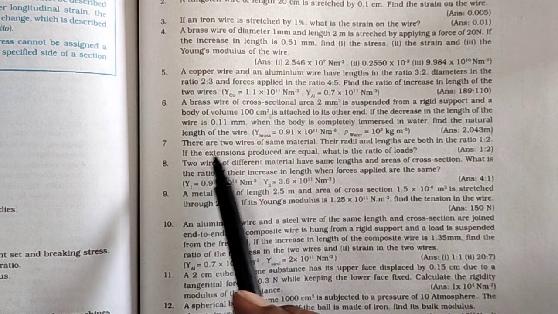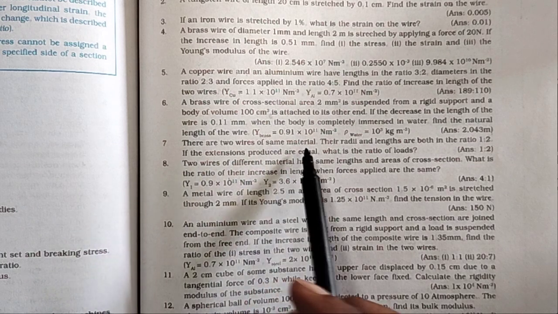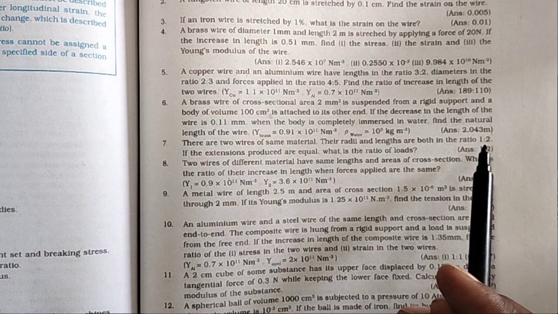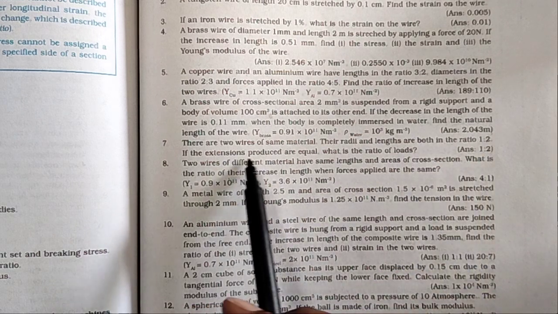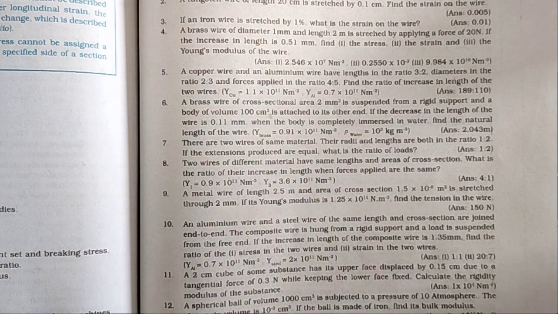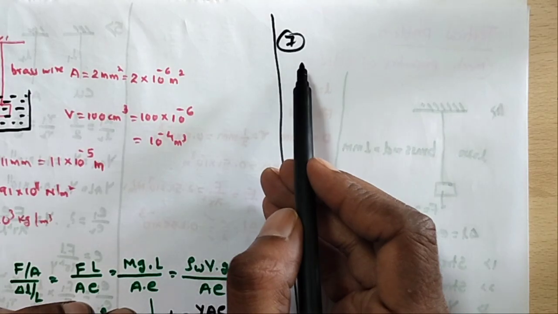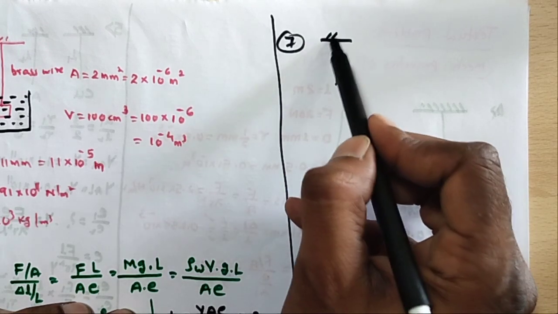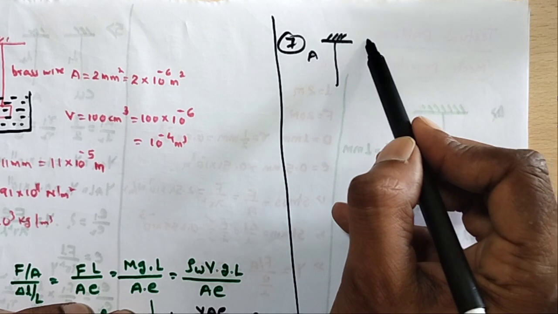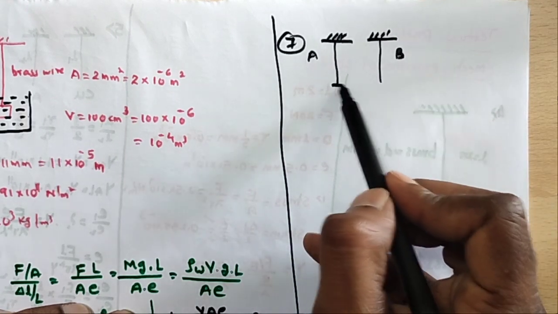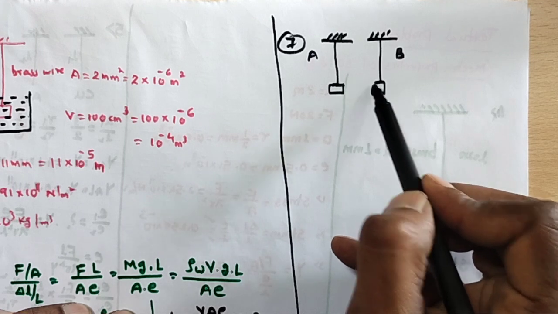Next, seventh one. There are two wires of the same material. Their radii and length are both in the ratio 1:2. If the extensions produced are equal, what is the ratio of loads? Seventh one. I am taking two wires, wire A and wire B.